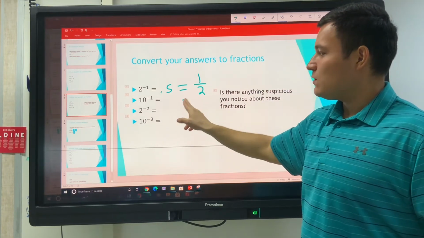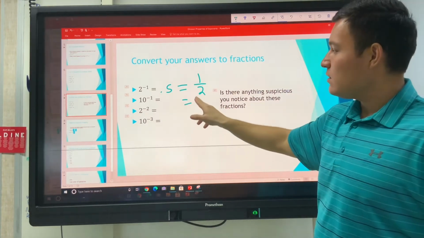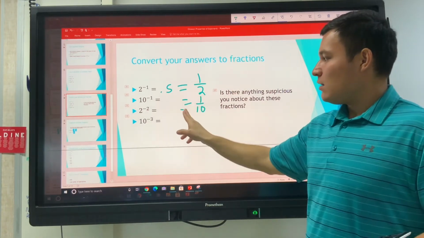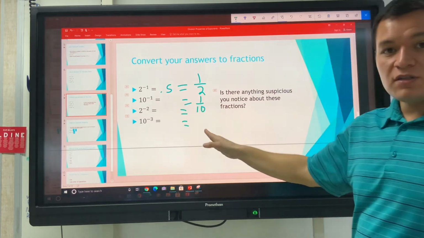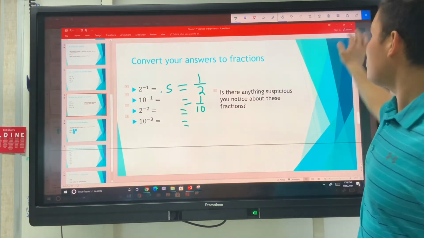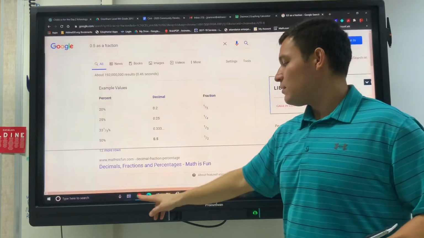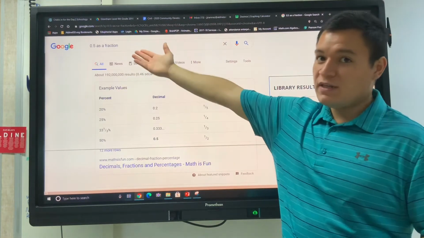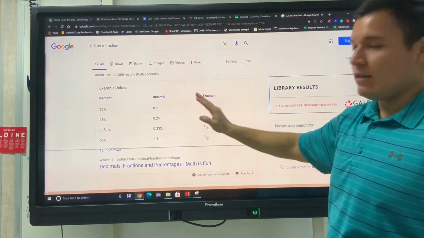This one was equal to 0.1, which as a fraction is 1/10. And put the fractions of the other two. Come on, just go back to Google. Pause the video, go to Google, type whatever the decimal is as a fraction, it'll tell you what it is.